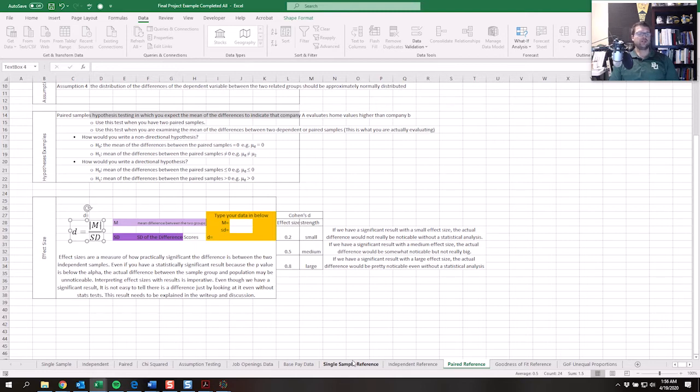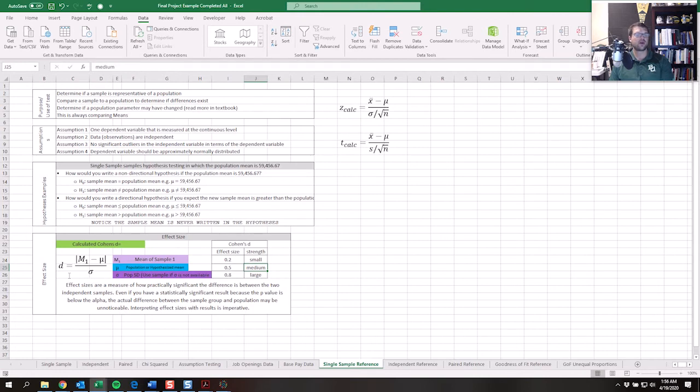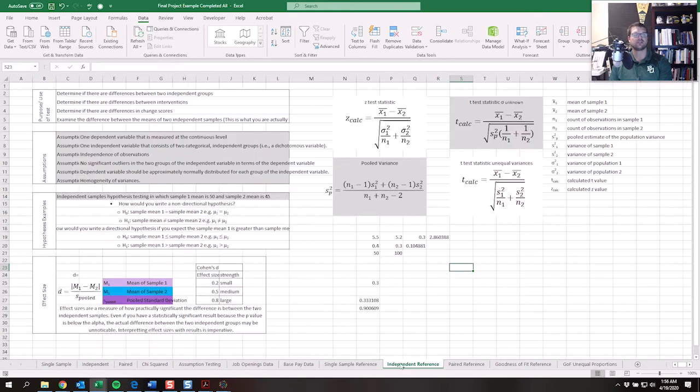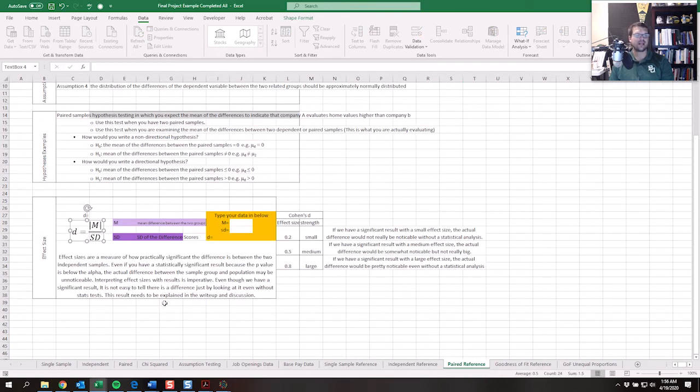Now, with Cohen's d effect size, even though they're all the same, the formula is slightly different based on the test that we're using. Notice with the single sample, you have the absolute value of the mean of sample 1 minus the population over the standard deviation. For independent, you've got pretty much the same thing, mean 1 minus mean 2 over the standard deviation of the two pooled. And then this one right here, you've got the absolute value of the mean difference score over the standard deviation.